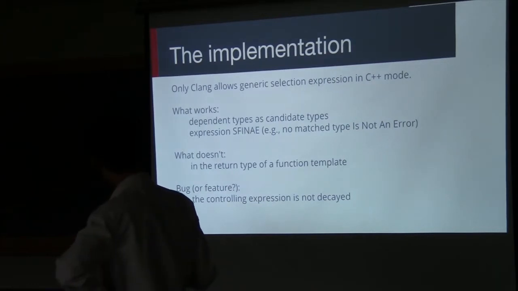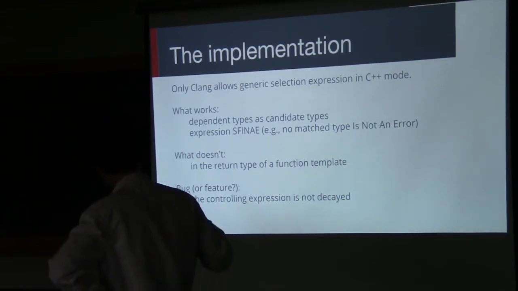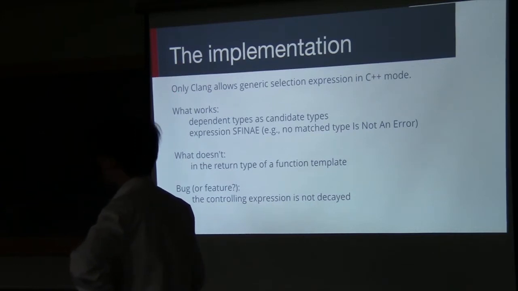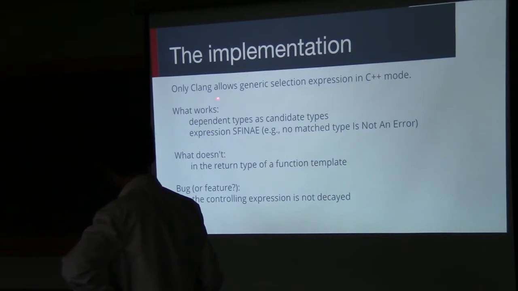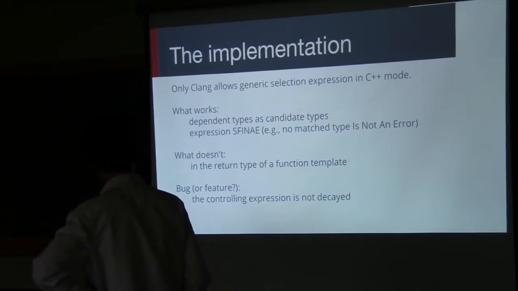Okay, so next thing we talk about is the decayed problem, it's in the next slide. I forgot I have this one. So far, GCC and Clang both implemented this feature. GCC implemented it correctly, Clang implemented it wrong. But only Clang allows the generic selection in C++ mode, since C++11, and it's turned on by default as an extension. If you don't want to use it, you need to turn it off.